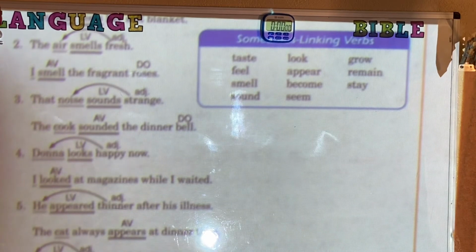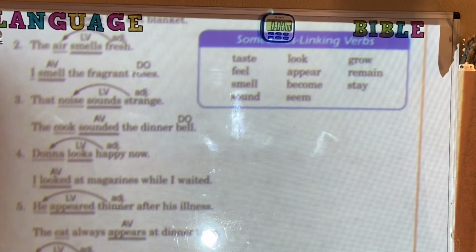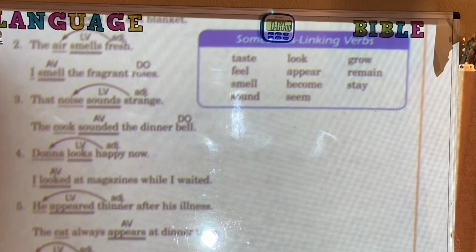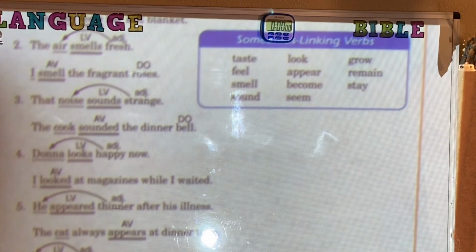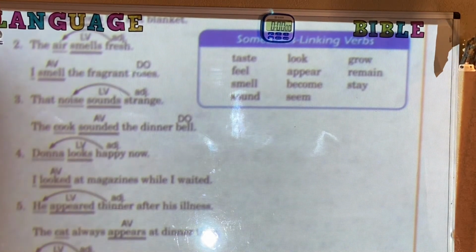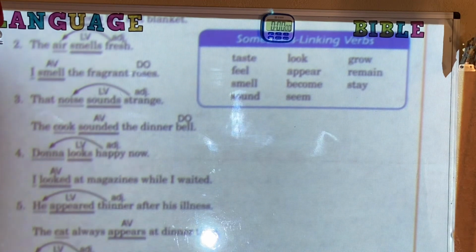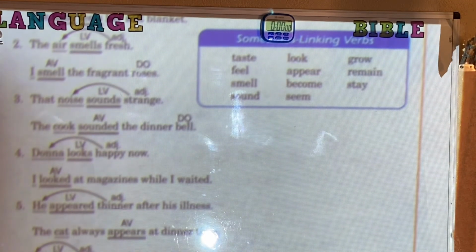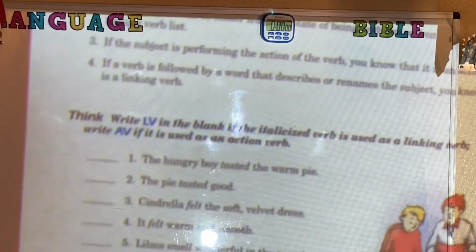So if you keep going and reading this, you could see the different examples and how linking verbs and action verbs are used. Okay? So keep those in mind. It tells you sometimes in the little box here which some of the linking verbs are. And now we're going to go ahead and see page 280.